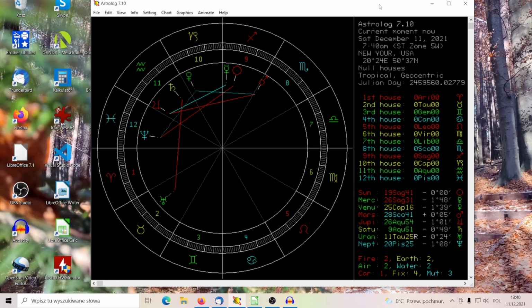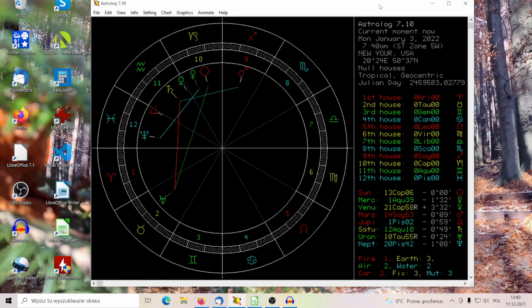And in order to go ahead with Astrolog, we press the plus sign on the keyboard, and it's going like that. So let's check it. We press the plus button. Each pressing moves one period ahead.